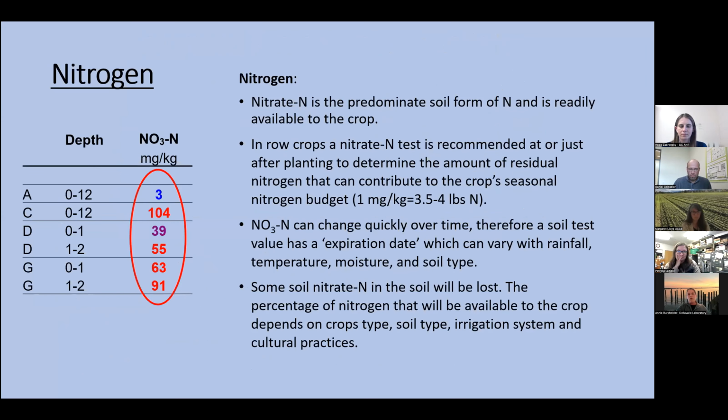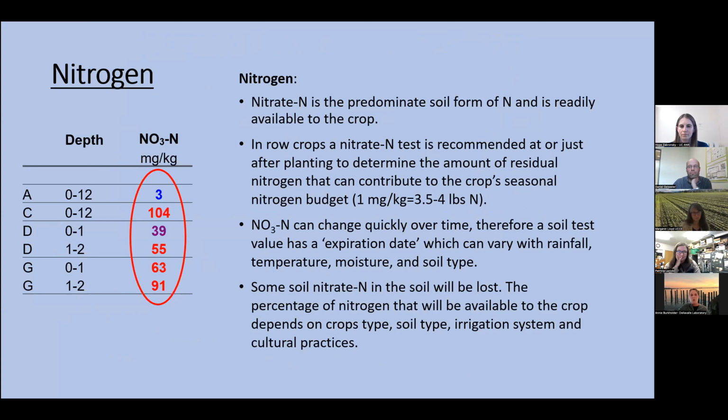So all of that really wasn't nutritional, right? Most of that was just about the soil structure. But obviously we're also looking at nutrients. So I'm just going to go over NPK really quick. Nitrate N, that's your plant available form, right? That's readily taken up by plants.